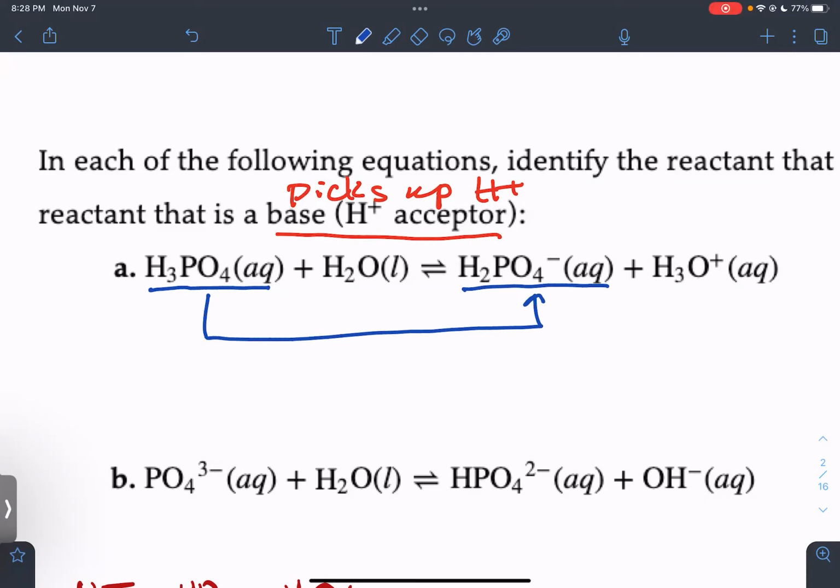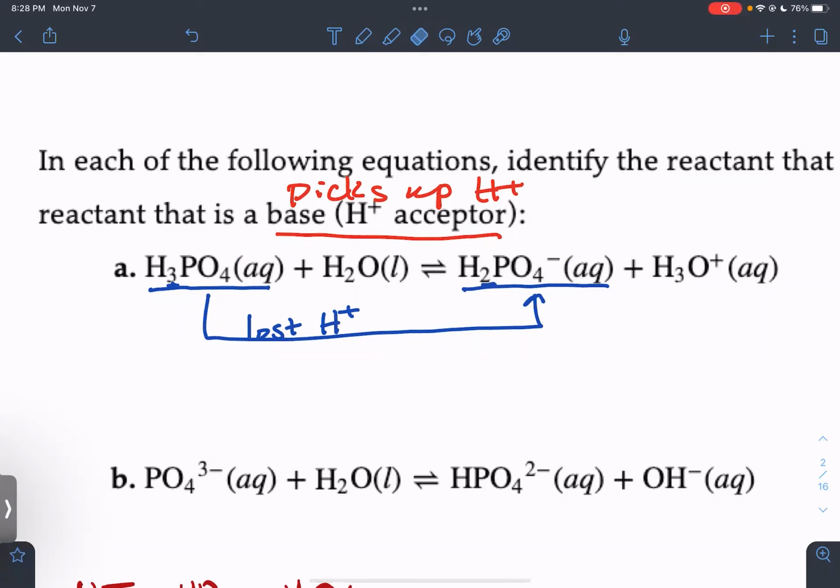So when I look at H3PO4 and H2PO4-, what happened to this substance? Well, I had 3 hydrogens here and I have 2 hydrogens here. So this substance has lost a hydrogen, and not only just a hydrogen, it's lost an H+, because it started out neutral, and now it's carrying a negative charge. So I know I must have lost not only a hydrogen, but also a positive charge.